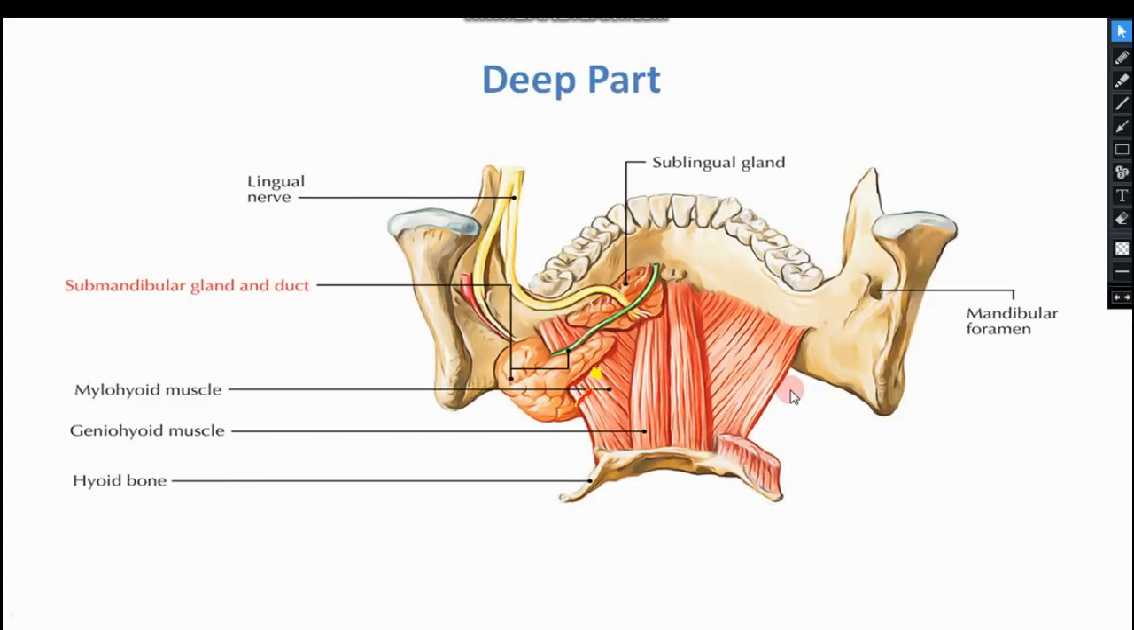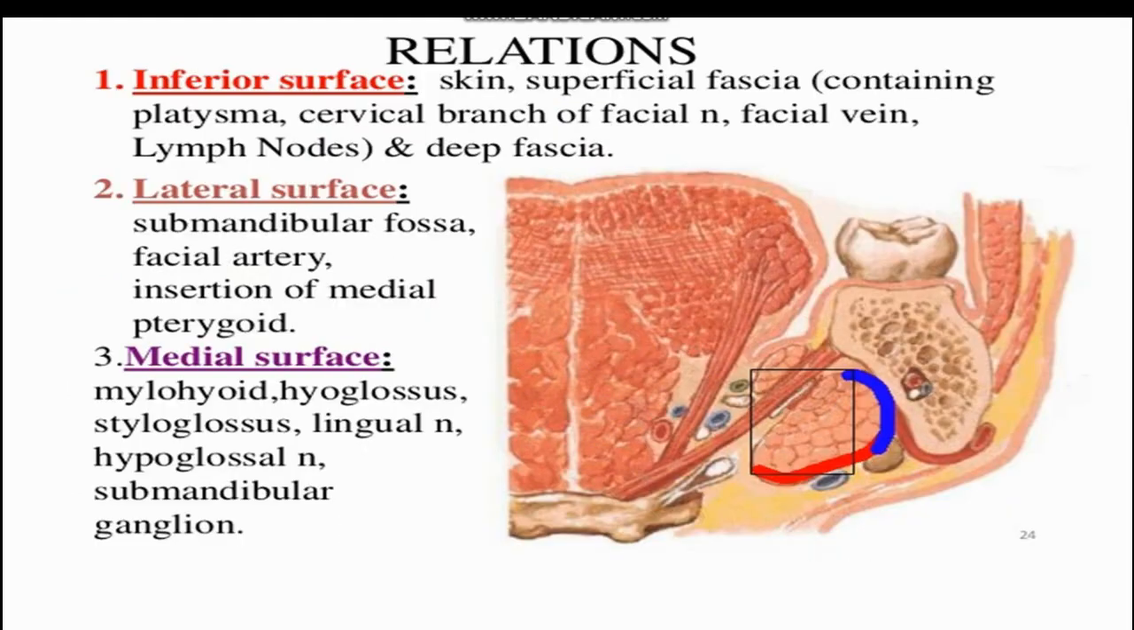Now this deep part is in between the mylohyoid muscle and the hyoglossus muscle. Let me draw the hyoglossus on this side. Say this one is the hyoglossus. It moves like this, and the hyoglossus goes into the tongue. So it is between these two muscles, and when we talk about its relation to these two muscles, we will see this in this image.